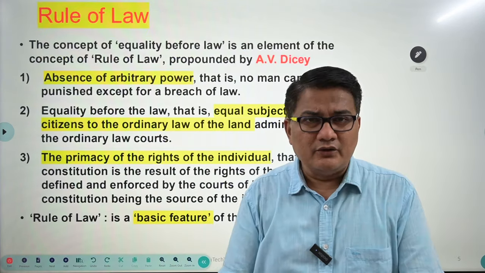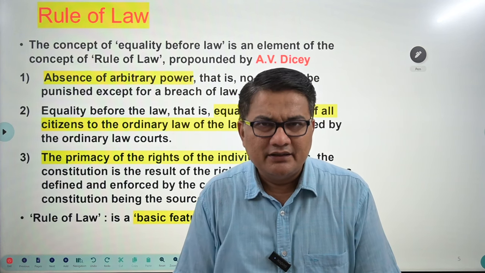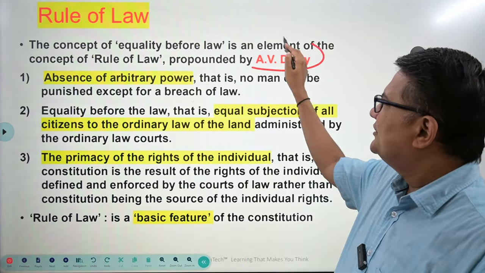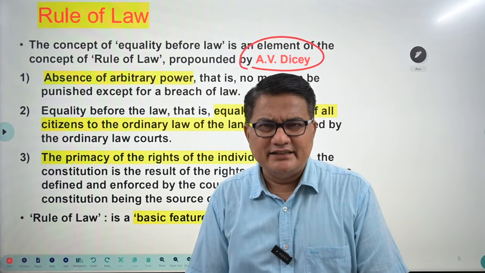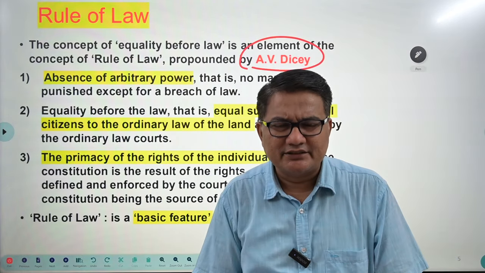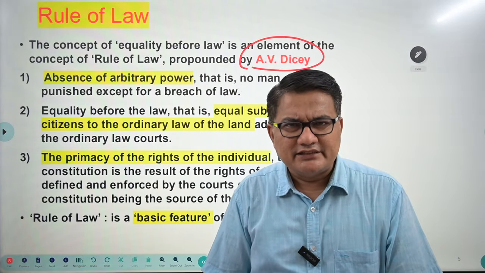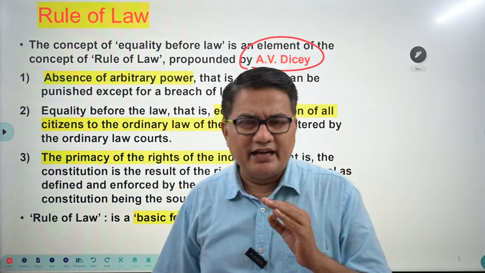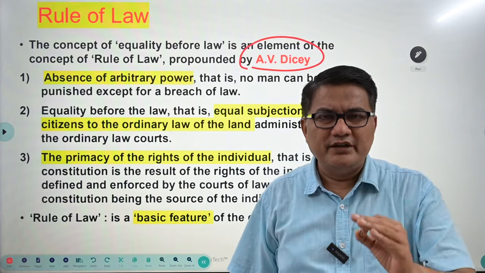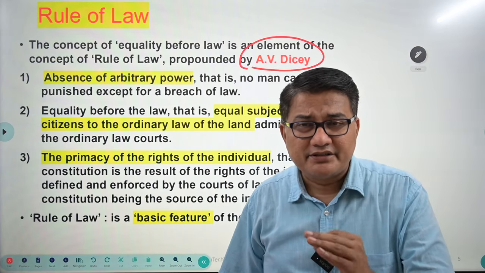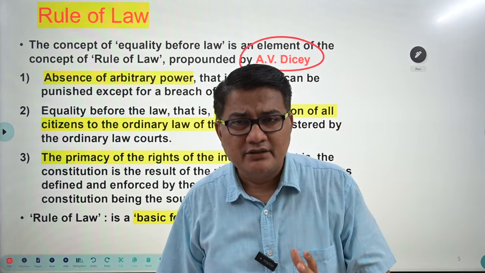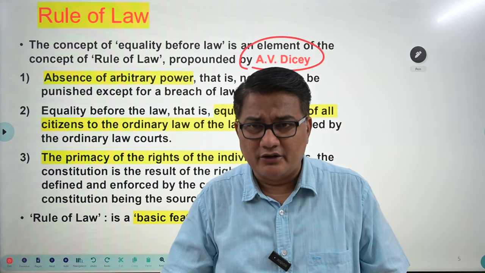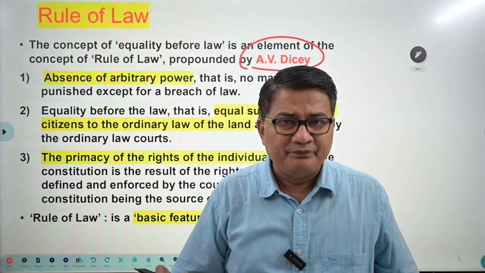Now, rule of law, this concept, we normally say it is propounded by A.C. Dicey, a British jurist. What exactly does he say? He says things in three parts. First, rule of law means absence of any arbitrary power. That means a person can be punished only for breach of law. You can't punish any individual on your whims. So you can punish any individual, but only for breach of law, not for other things.